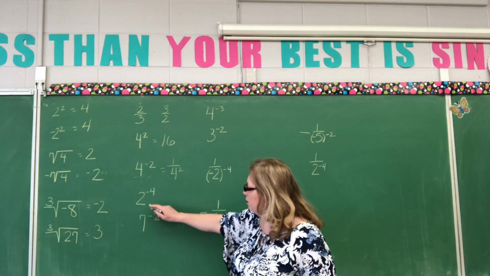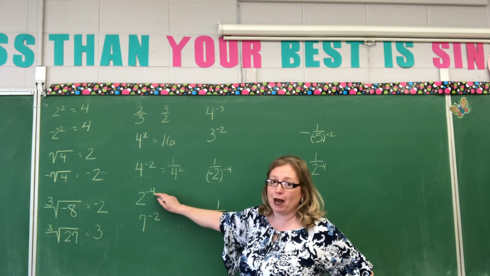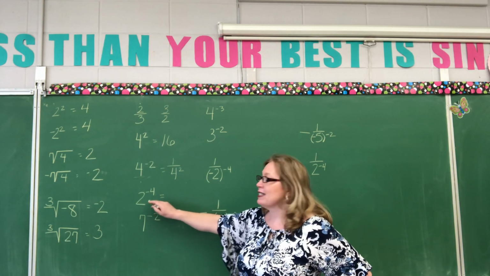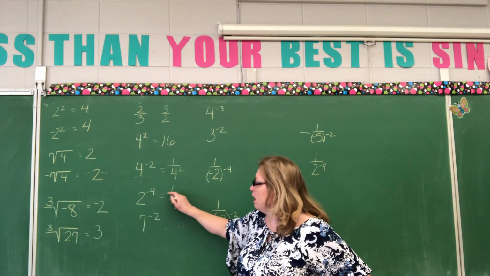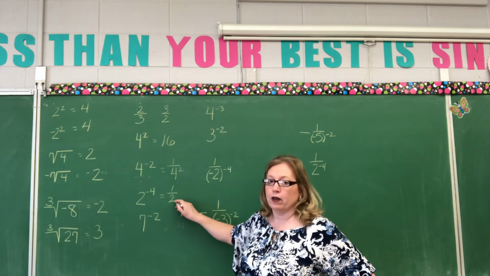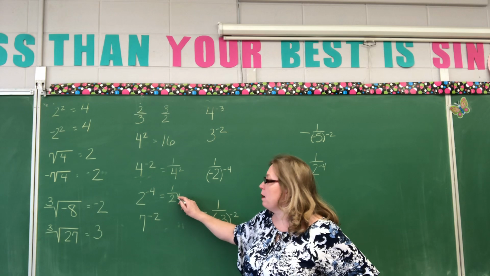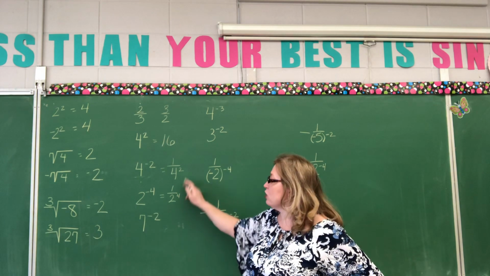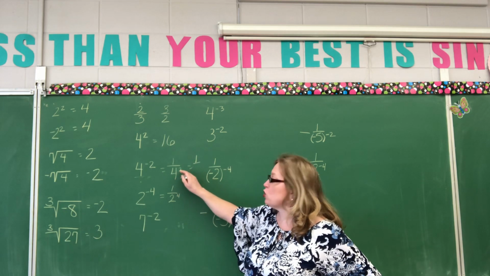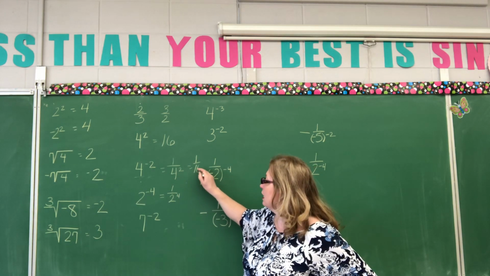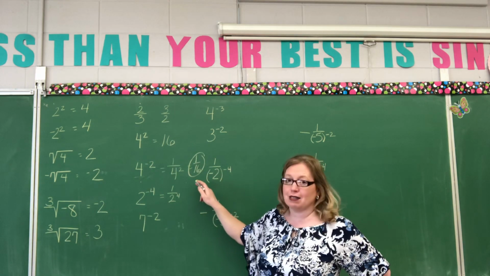So here, I have 2 to the negative 4th power. So the first thing I'm going to do is I'm going to write the reciprocal of this. I'm going to write 1 over 2, okay? And instead of having a negative 4, it's going to be a positive 4. Now, I can solve these two problems. I can say this is 1. Well, 4 squared is 16. So this 4 to the negative 2nd is going to be 1/16.